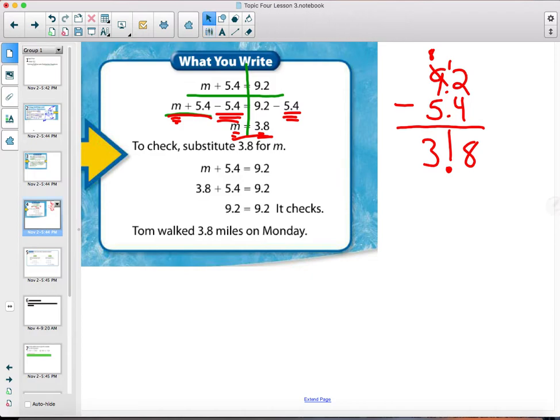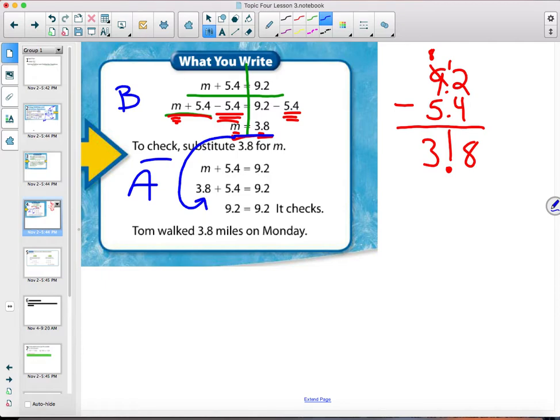Now, this is the difference between an A student and a B student. A B student will stop right here most often. An A student will do the check. They will say, I've got a calculator, it'll take me 2 seconds to check it. Or it will take me 2 seconds to take the value of m and substitute it and do the addition. So I take my 3 8/10 and I add it to 5 4/10, and I should get 9 2/10. That's what my answer should be.